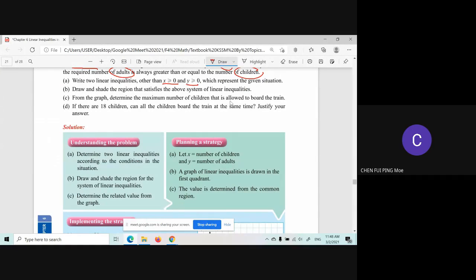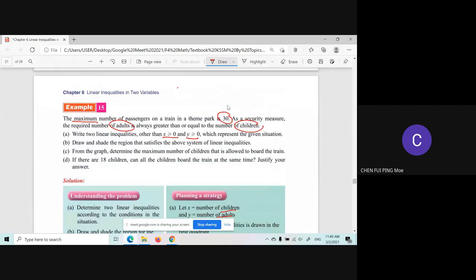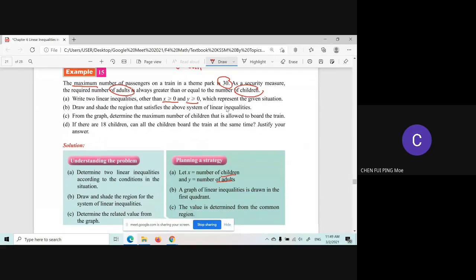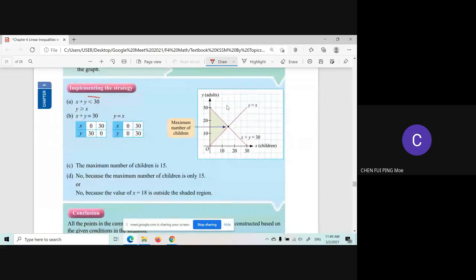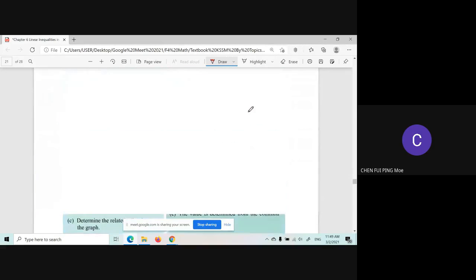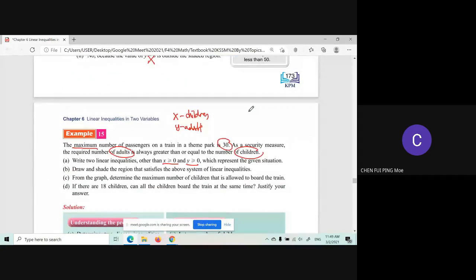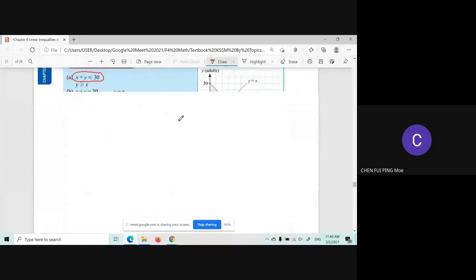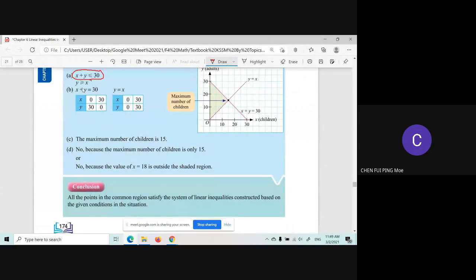So first step, always need to let x and y equal to what? Let's say you let x equal the number of children, y equal the number of adults. After naming adults and children, then you can write. So x is children, y is adult. First one, you can write down this. Maximum number of passengers is 30, meaning that x plus y less than or equal to 30. Second condition is this one. Number of adults is always greater than or equal to children. So y greater than or equal to x.